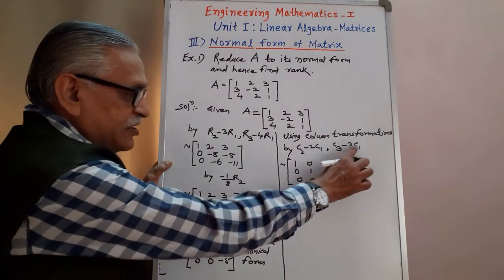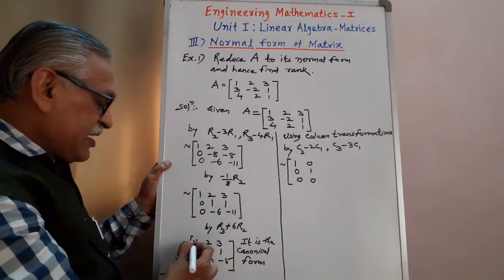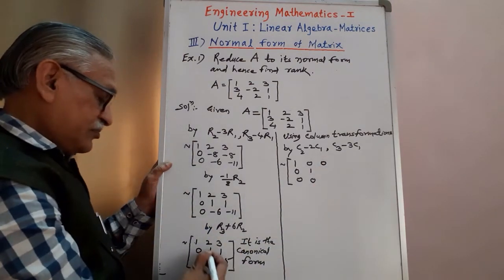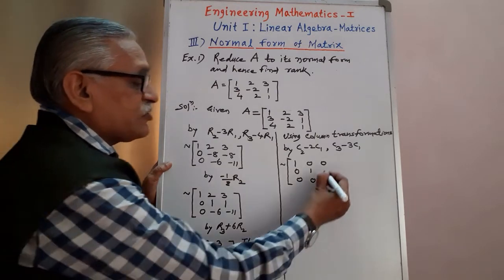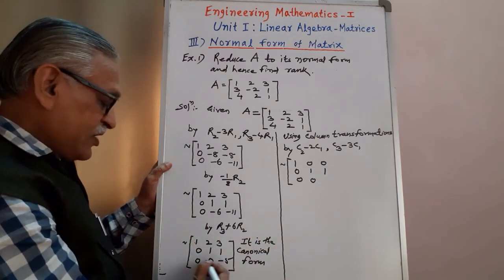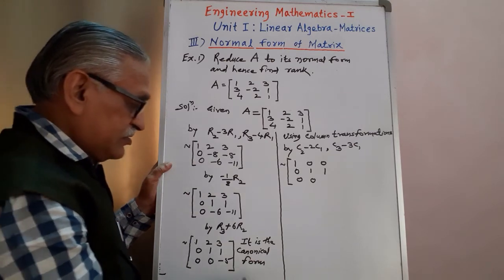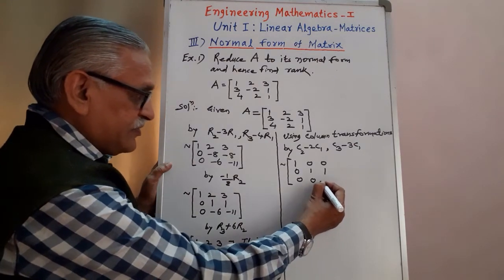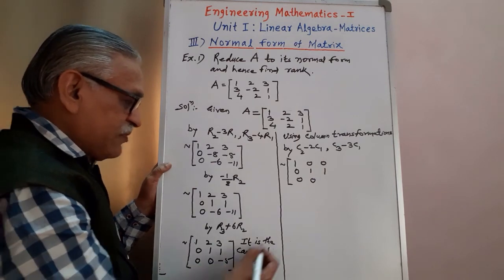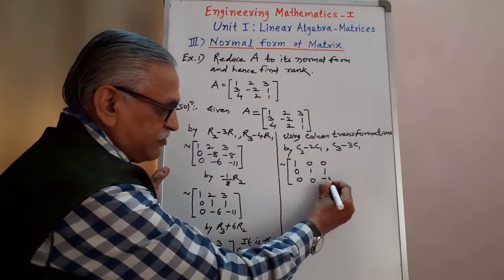Then applying C3 minus 3 times C1: 3 minus 3 times 1, 3 minus 3 we get 0. 1 minus 3 times 0 we get 1. Minus 5 minus 3 times 0, minus 5 minus 0 we get minus 5.